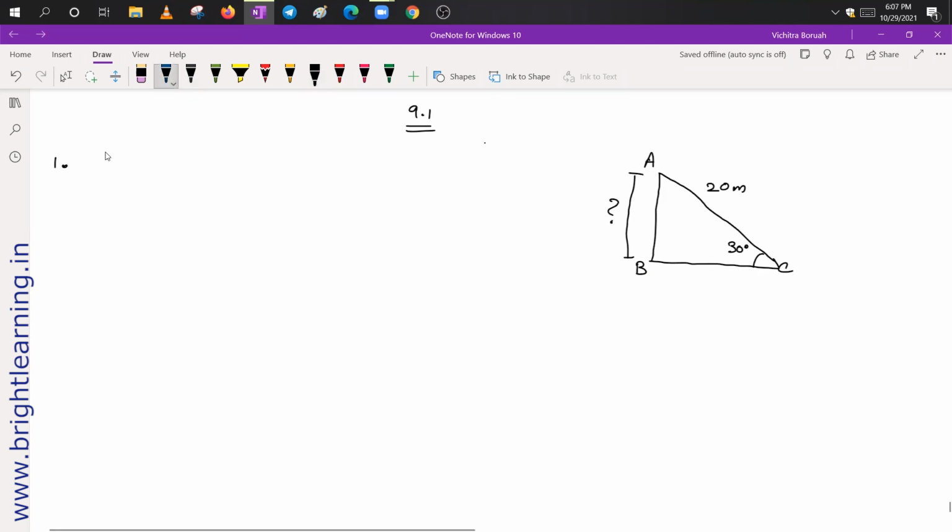Okay, so first you write it like this, that in the figure AB is the pole and AC is the rope.